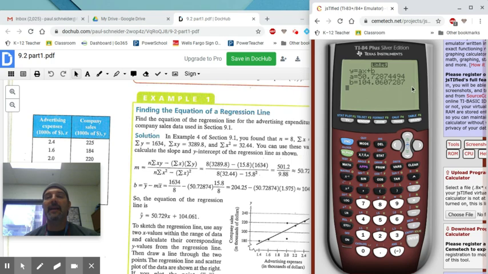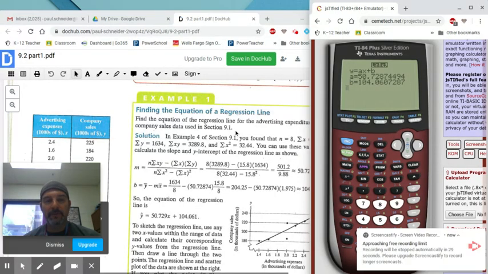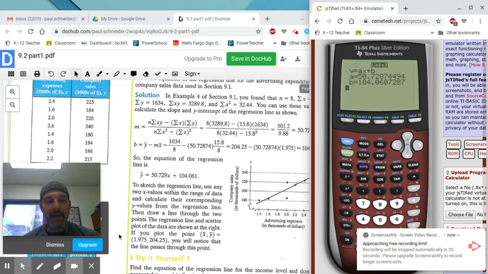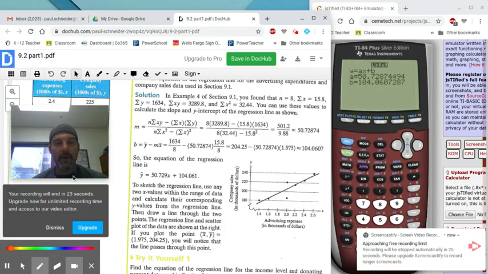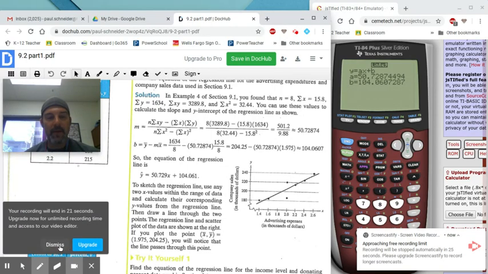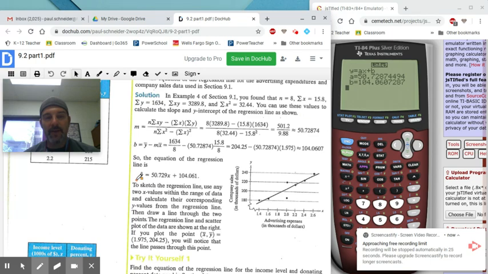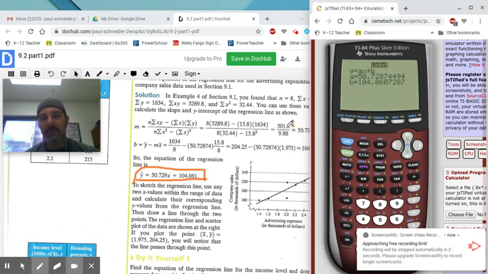Your calculator probably still has diagnostics on, so you're getting r squared and then your r down here from 9.1. That's fine. We're running out of time, but as you can see, here is our line. So we would just put that together: y hat equals 50.729x plus 104. We got that from here as well.